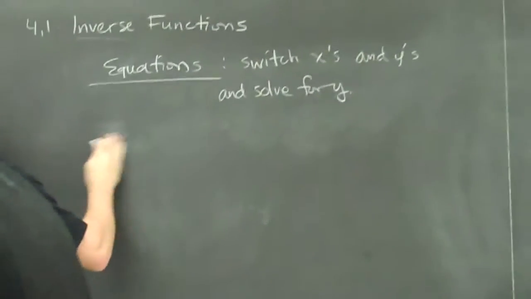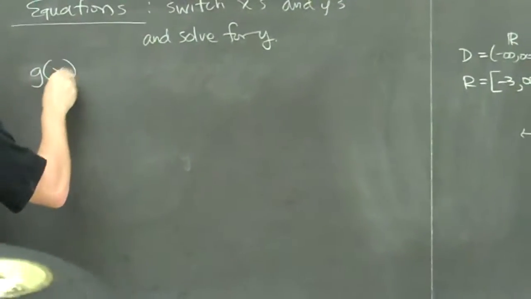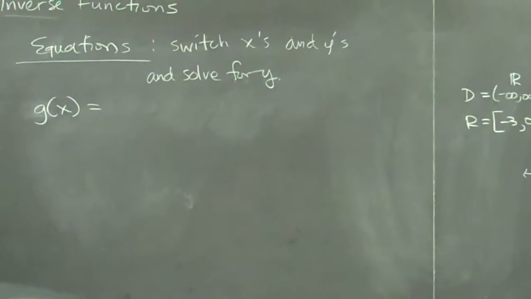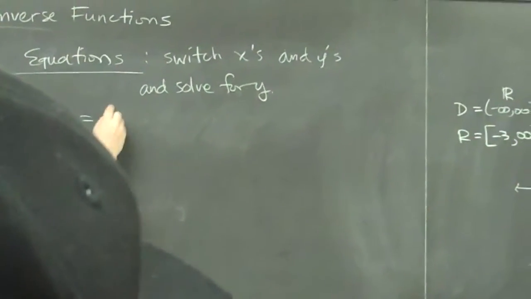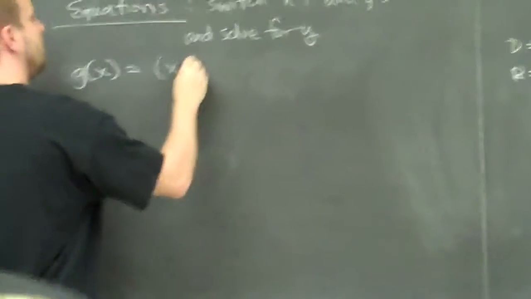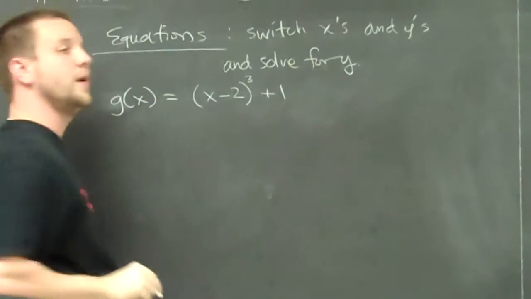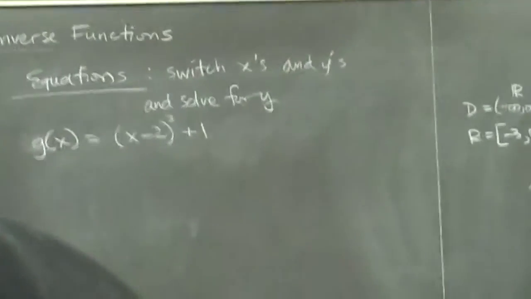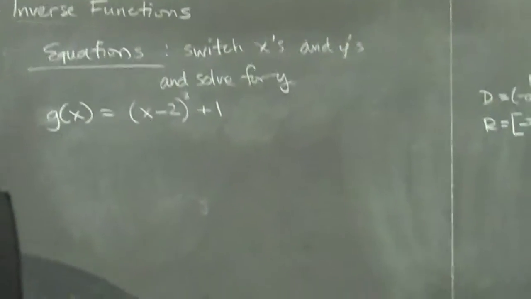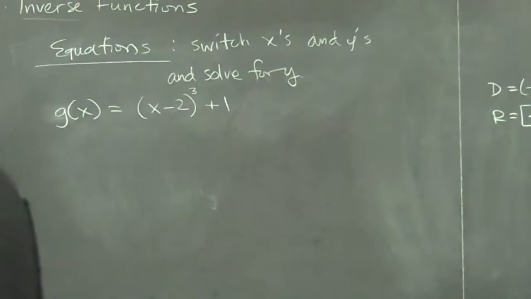So let's say the equation I gave you, g of x equals (x minus 2) cubed plus 1. That's your function. I want you to find its inverse. I want you to find g inverse. Well, how do you do that?